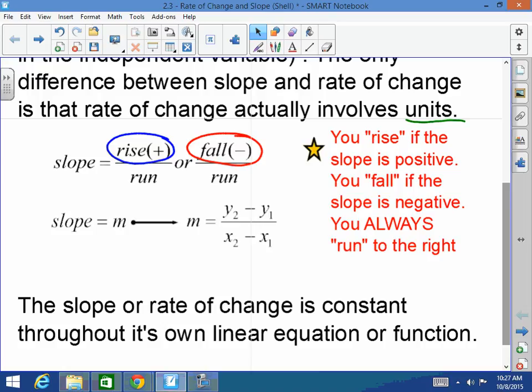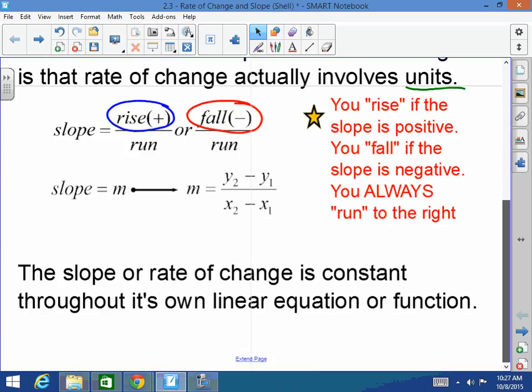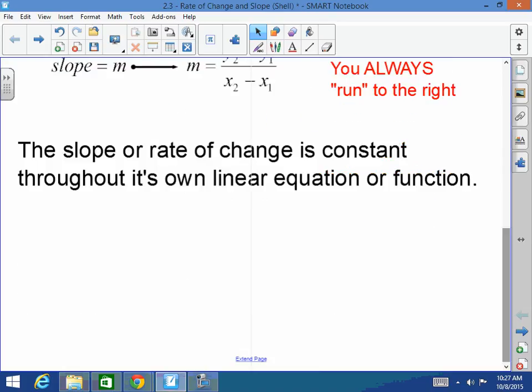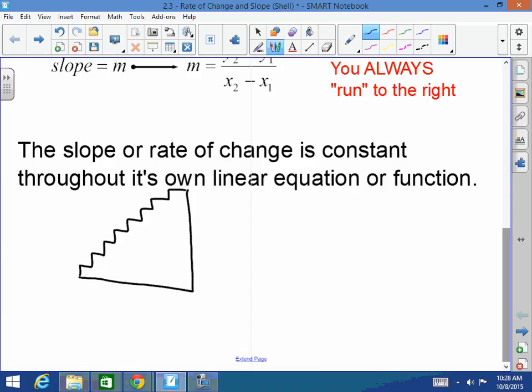When you're dealing with slope or rate of change in a particular line, that slope is constant throughout the whole entire line or equation or function. It's constant. It will not change. Think about a staircase at a house. In the staircase, every rise and run is equal, right? They created these stairs based on a line, and they created that line based on a slope. It must be constant throughout the whole entire line.